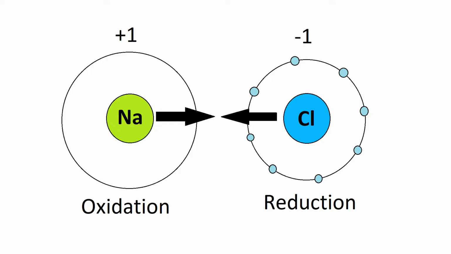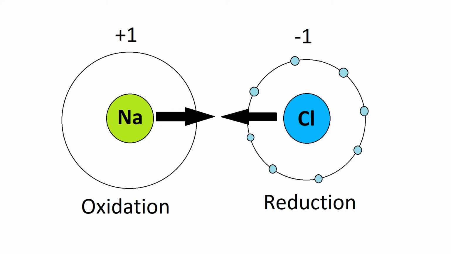So for sodium, oxidation happens, and that is the removal of an electron, giving off an electron. And for chlorine, what happens is it takes an electron. It's reduced, or reduction happens, and it takes an electron.